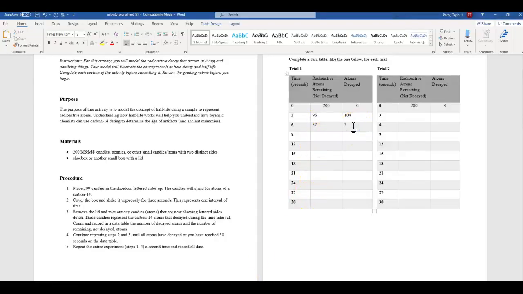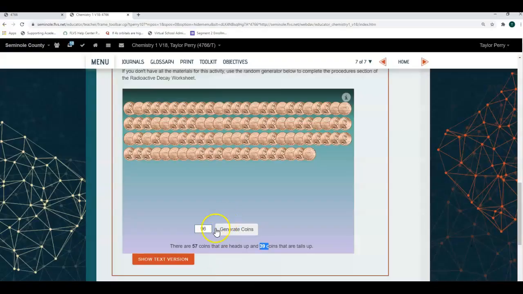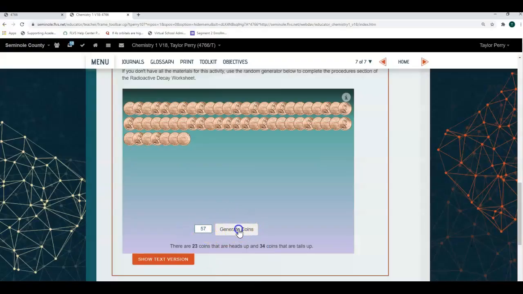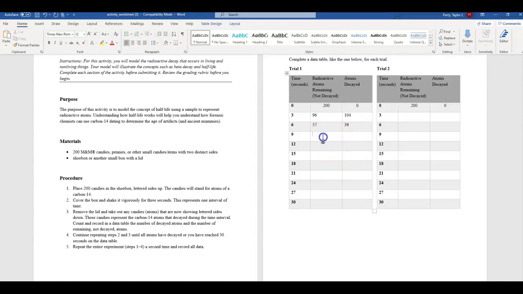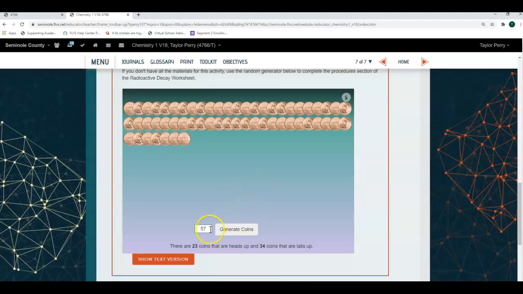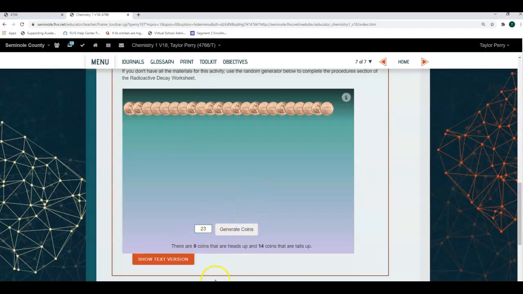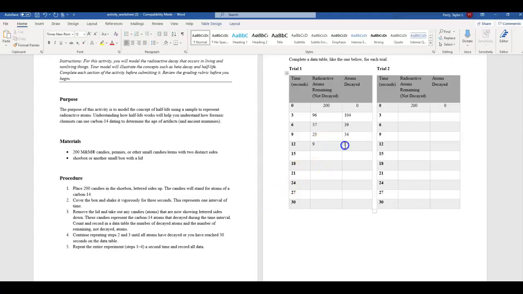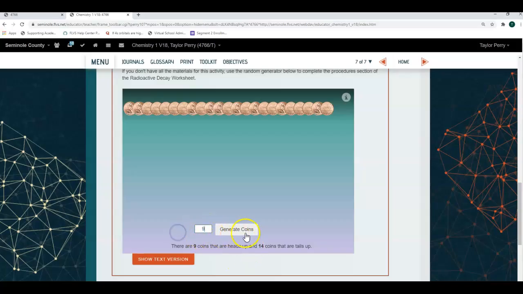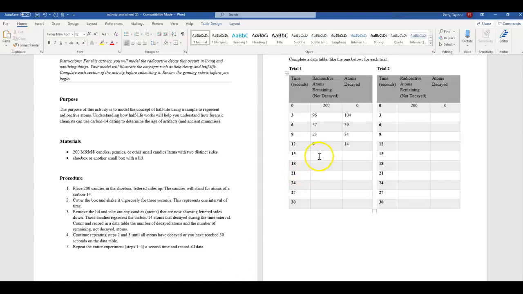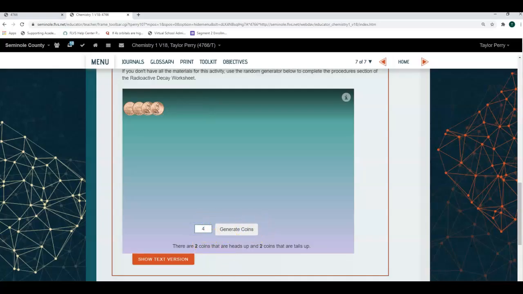57 and 39. Okay, so we're going to put 57 in here, then 23 and 34. And we're just going to keep doing that. Now there's 23 left, so now we have 9 and 14. Now we're going to put 9 here. Now we have 4 and 5. Put 4 here, 2 and 2.